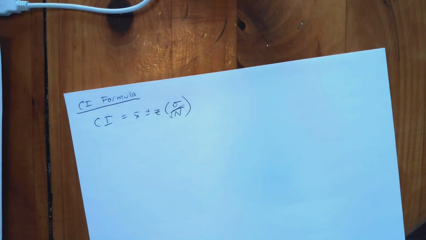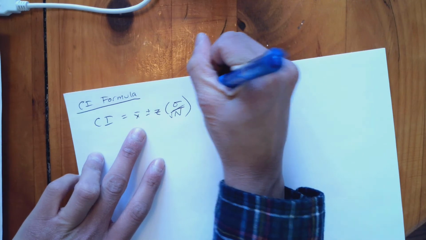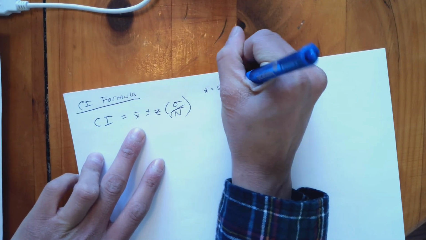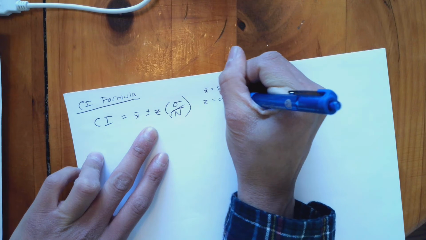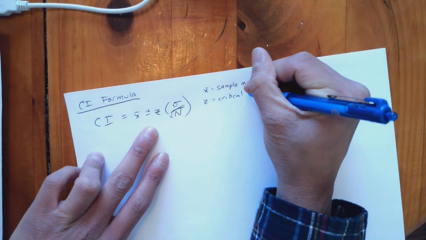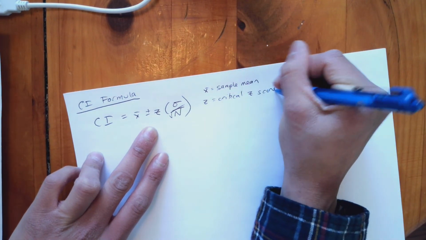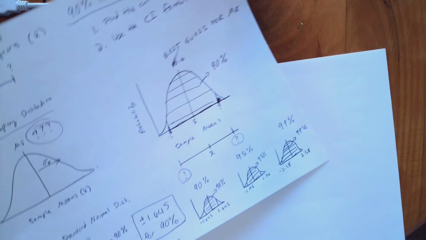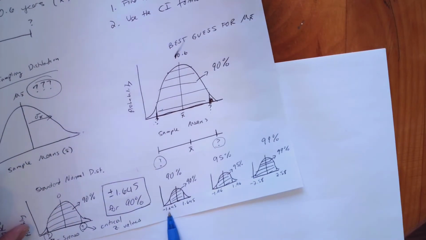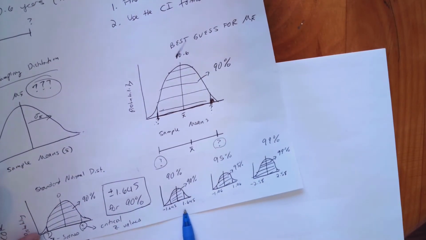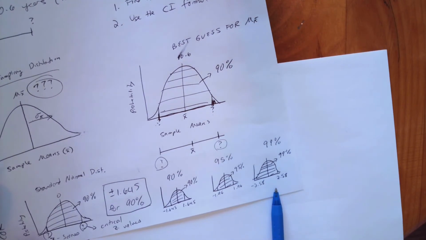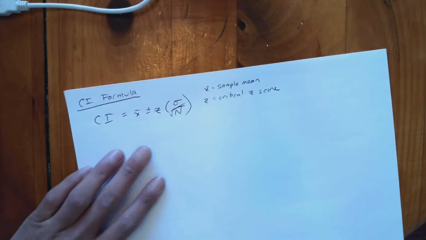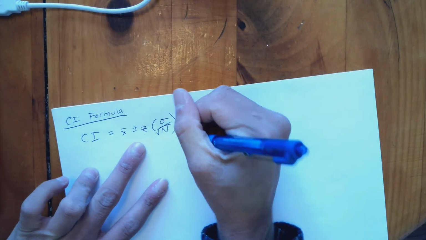So your confidence interval formula looks like this, where x bar is your sample mean, z is your critical z value, or critical z-score. And again, that's totally based on what your confidence level is. So if it's 90%, it's going to be plus or minus 1.645. If it's 95%, it's going to be plus or minus 1.96. If it's 99%, it's going to be plus or minus 2.58. So that's your critical z-score.